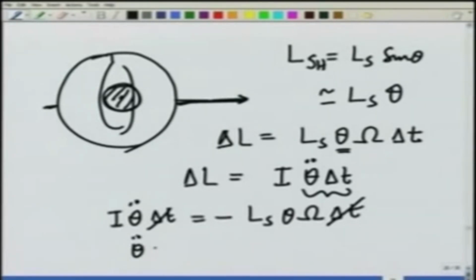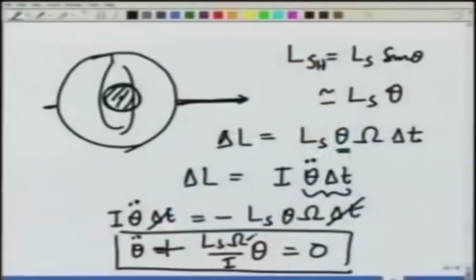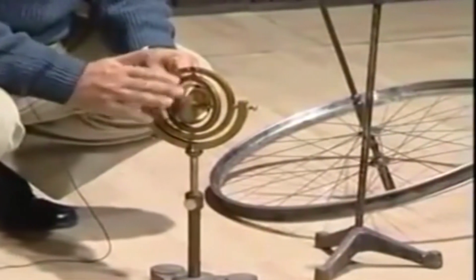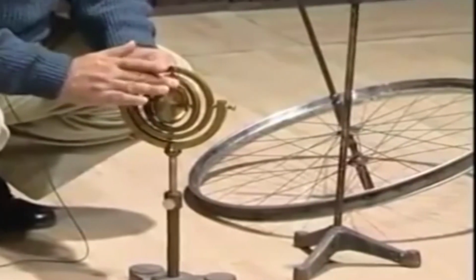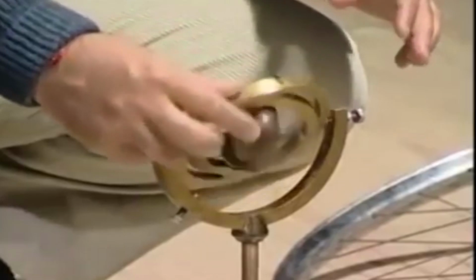Theta double dot plus Ls omega over I theta is equal to 0. This is like a harmonic oscillator equation, and therefore, if it is spinning and I make an omega, it should oscillate about that omega axis. Let us see that. Here is a small angle. Let me give it a spin like this and let us rotate the outer frame, and you see this is oscillating.